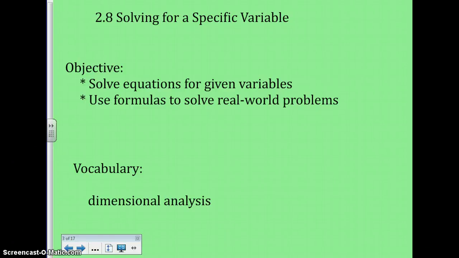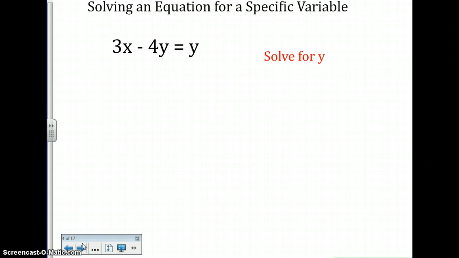Okay, today we're talking about solving for a specific variable. So we'll solve an equation for a given variable. Oftentimes we can use this in physics and actually a lot of different areas. If we're doing the interest formula that we used last year, quite a few different areas come into play here.